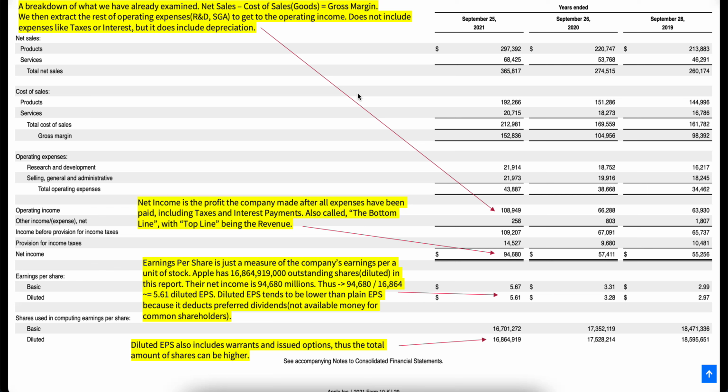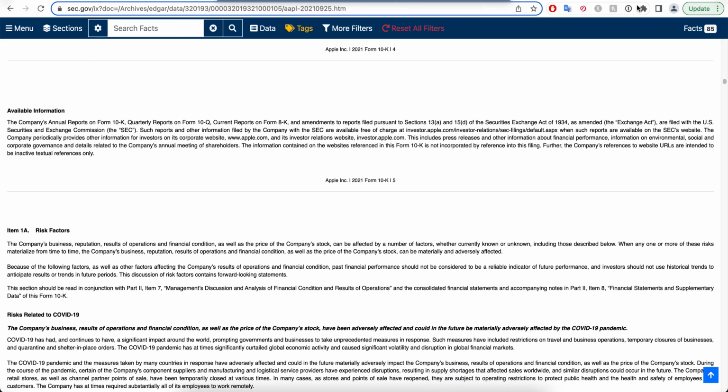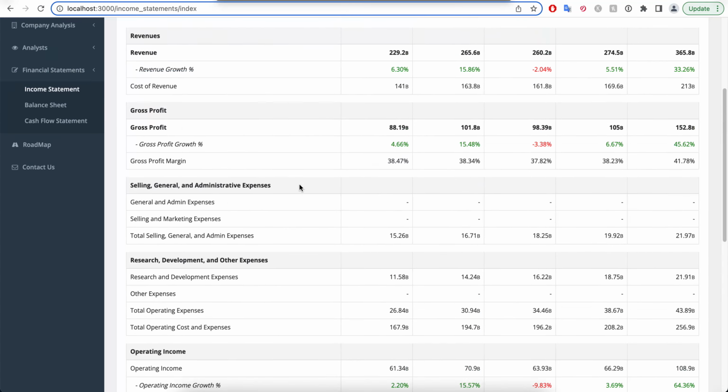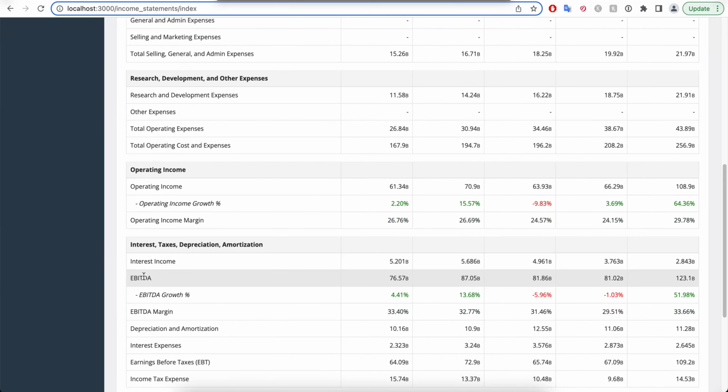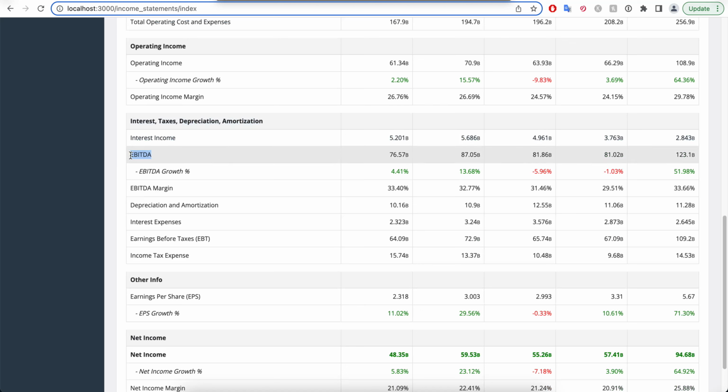Because what is EBITDA? EBITDA is earnings before, let's break it down. EBITDA: earnings before interest, taxes, depreciation, and amortization. It's an abbreviation. So let's go back to our tool here. I'm actually including EBITDA here. Earnings before interest, taxes, depreciation, amortization is what it means. And how do we get to that? We get to that by going back to the net income, which is the earnings.